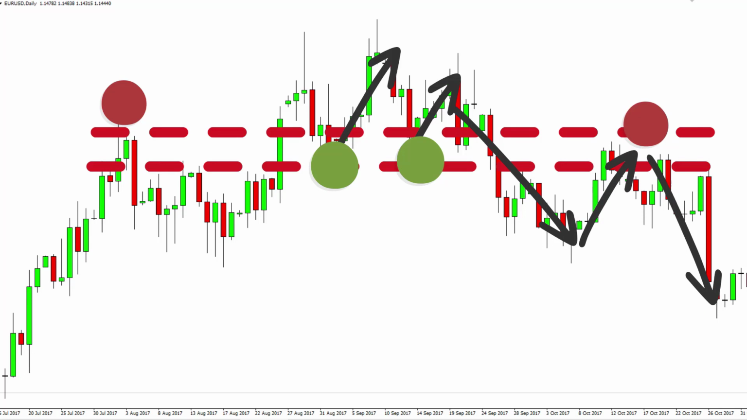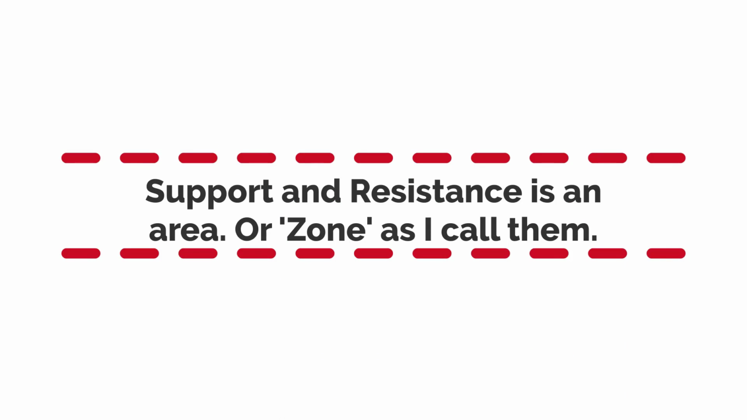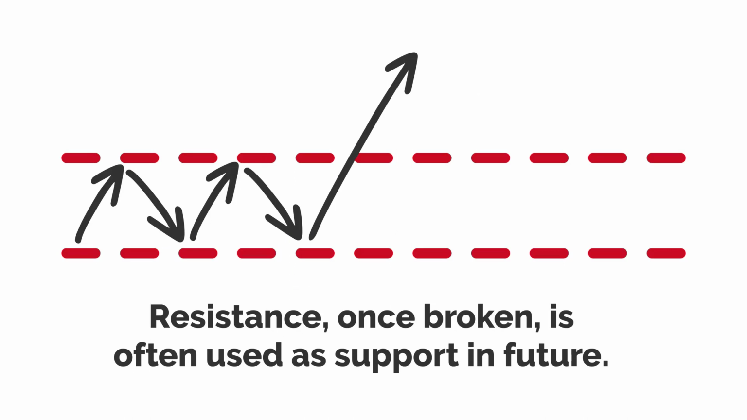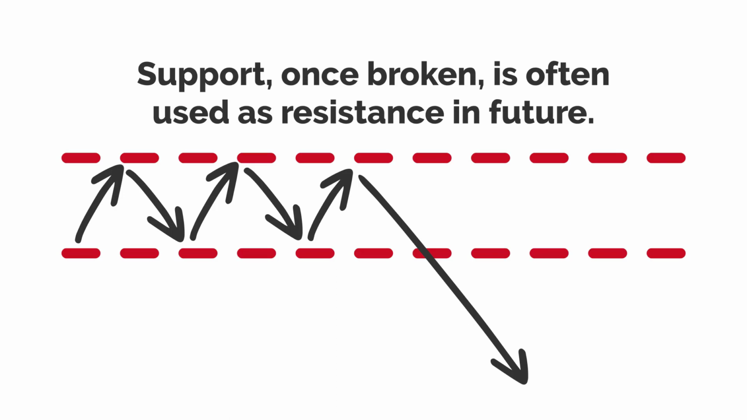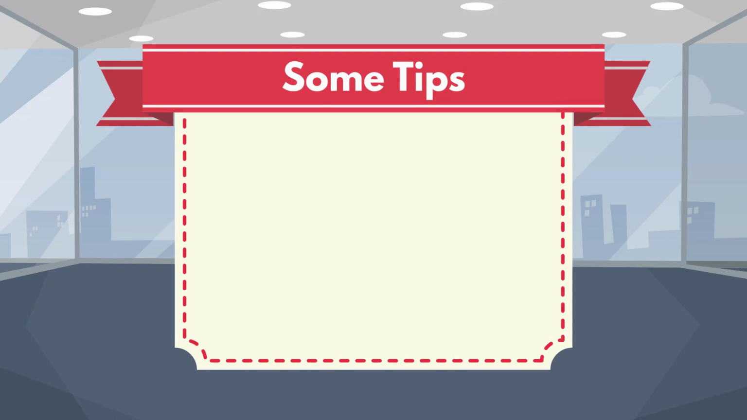Let's quickly recap the key points. Support and resistance is an area, or zone, as I call them. Resistance is always above. Support is always below. Resistance, once broken, is often used as support in future. Support, once broken, is often used as resistance in future. Now, let's look at some tips to help you identify good support and resistance levels.